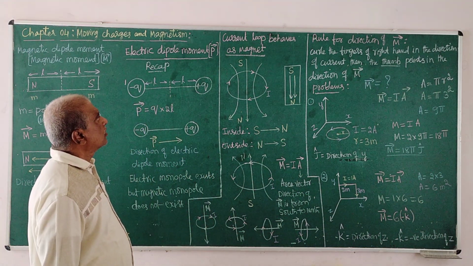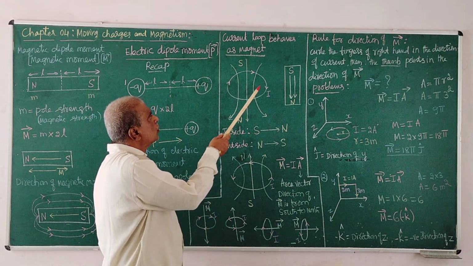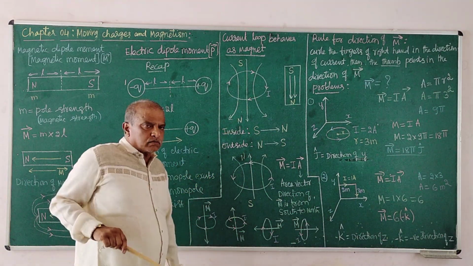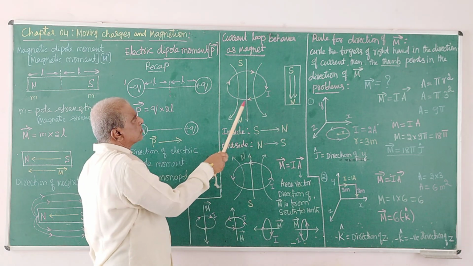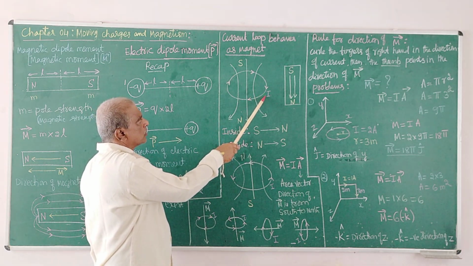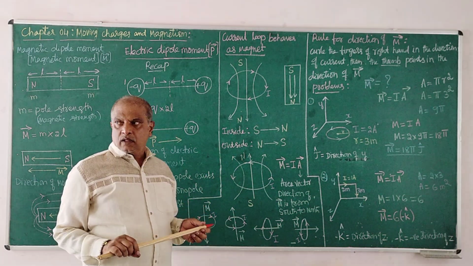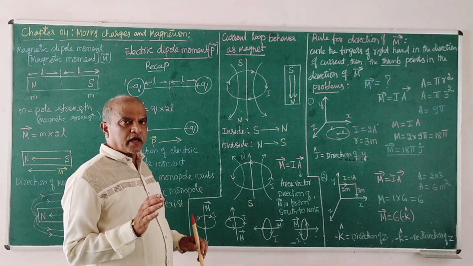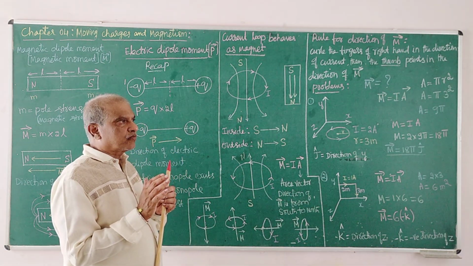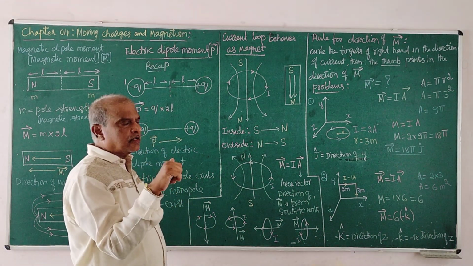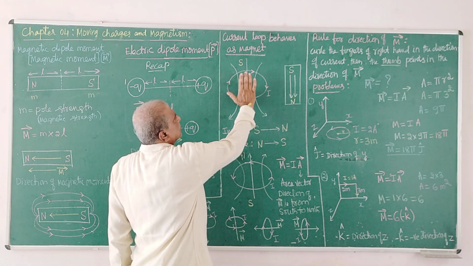Now we have the current loop. Current means a loop carrying current. There is no magnet like this, just a loop carrying current of strength I. As you know, according to Biot-Savart's law, any conductor carrying current induces a magnetic field in its surroundings. In accordance with the right hand rule, the field direction is like this.